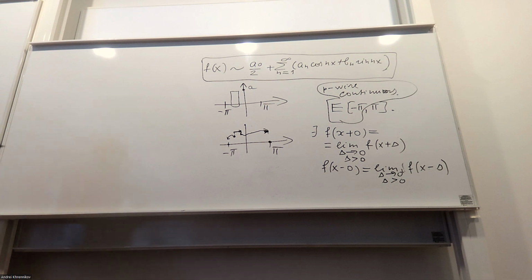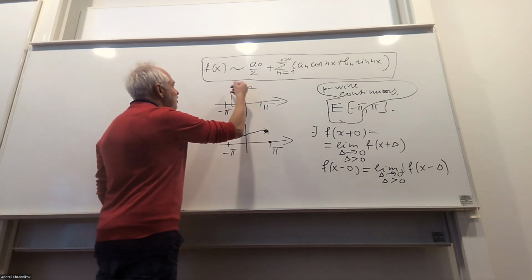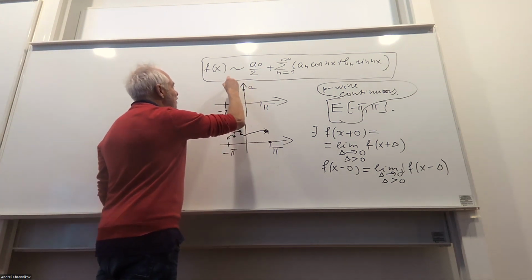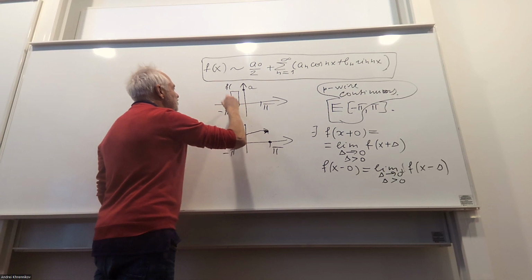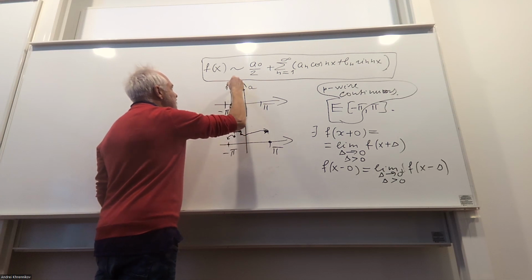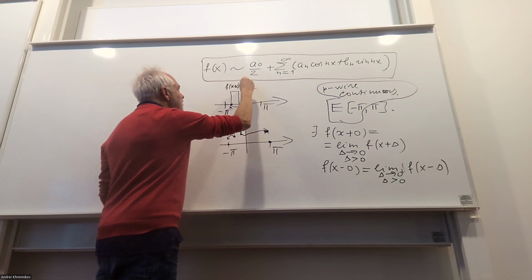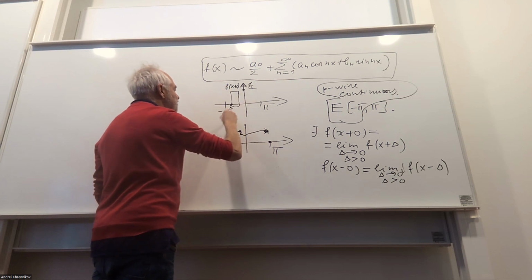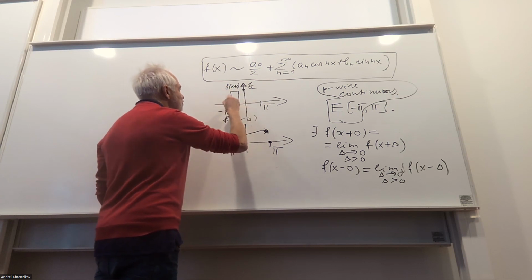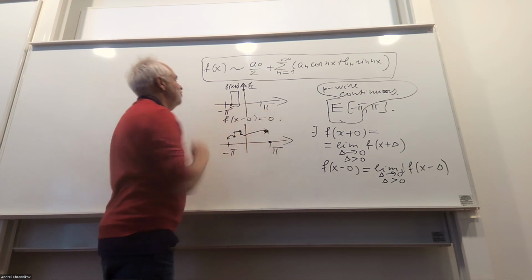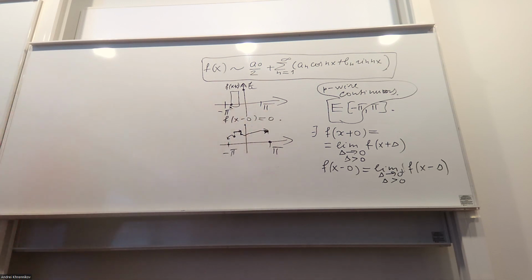So, for example, in this case we have such an f, and this point is x. If f(x plus 0) is equal to 1, and f(x minus 0) from this side is equal to 0, the limits do not coincide generally. If they coincide, the function is continuous. If these two limits are the same, then it's just a continuous function.